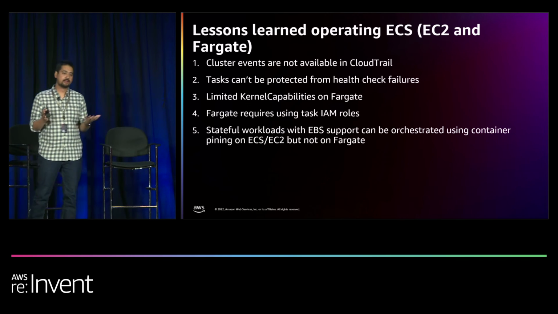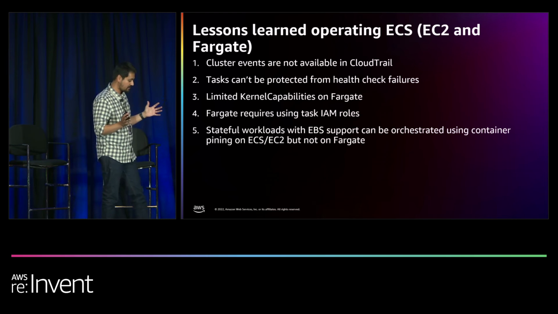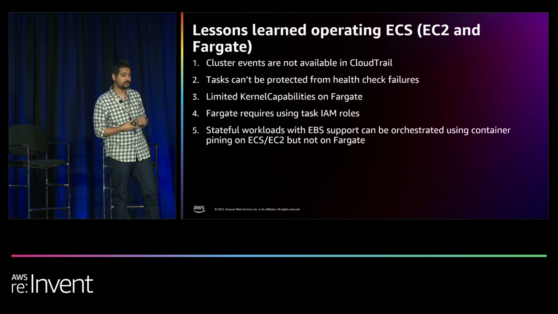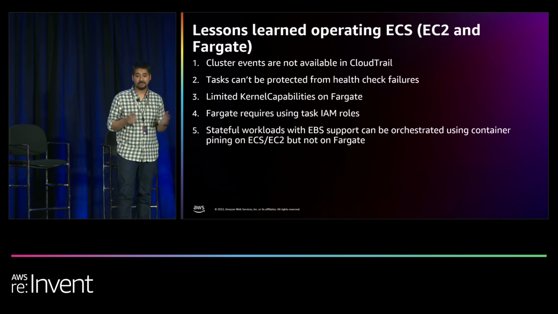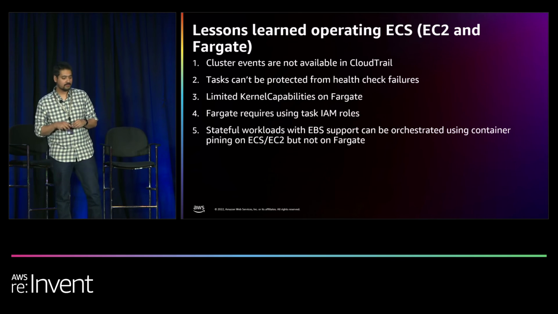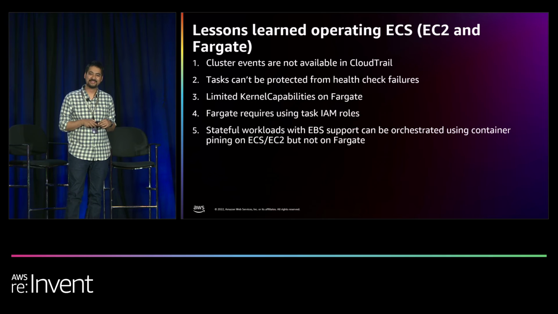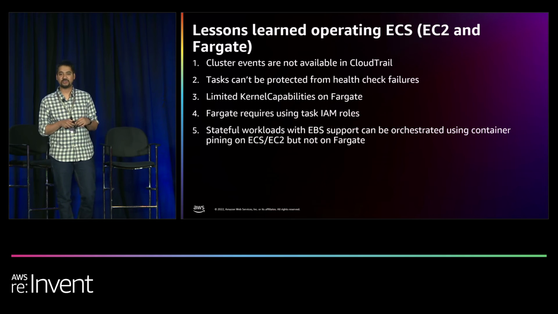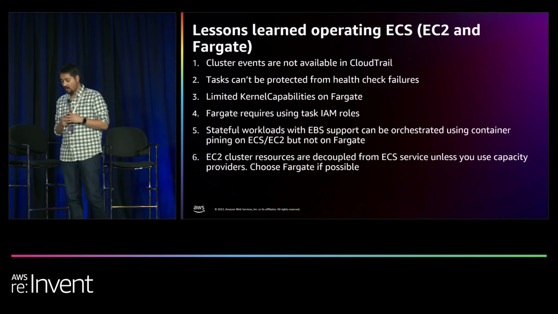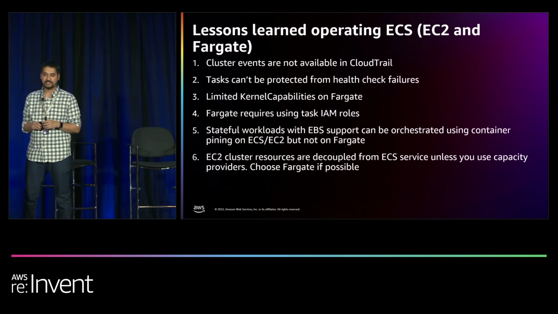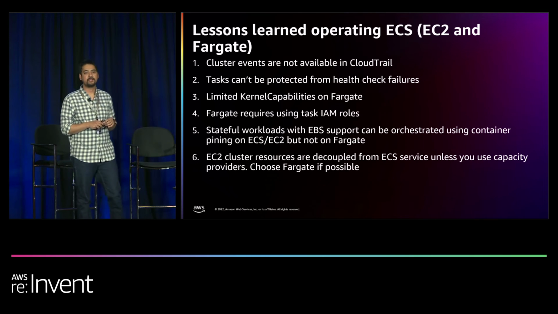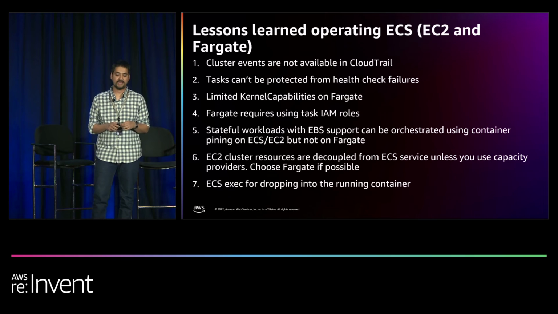You can orchestrate stateful workloads with ECS and EC2, with the state being persisted on an EBS volume, with some hacks that basically pin a service to a specific place where you want it to be. But on Fargate, you can only do persistence with EFS. There's just no support to be able to do persistence with EBS.